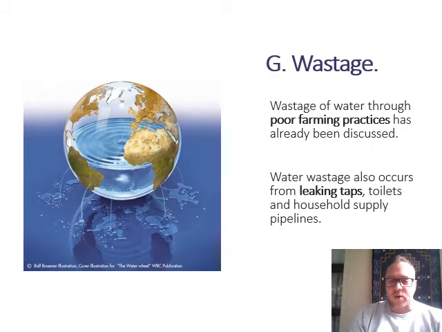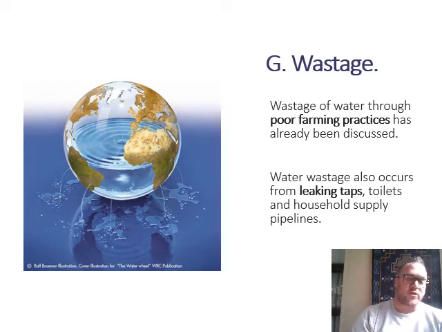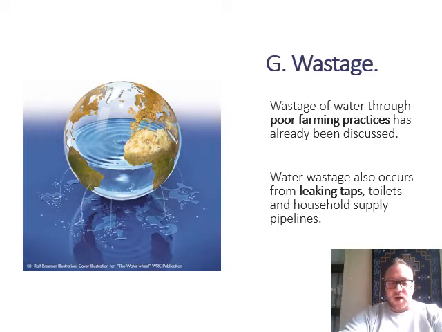Water wastage also occurs from leaking taps. Leaking taps in Cape Town, remember they went through that huge drought. They actually just fixed all their leaking taps, and their water restrictions actually dropped because people weren't wasting nearly as much water. So leaking taps are one of the main problems of water wastage across the entire world.